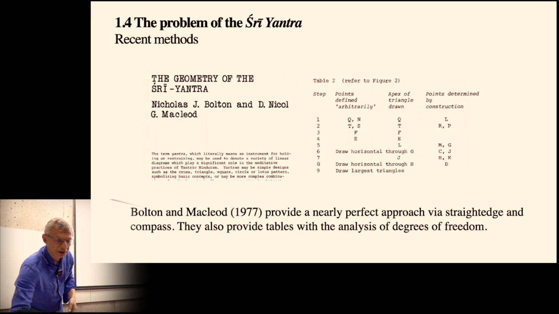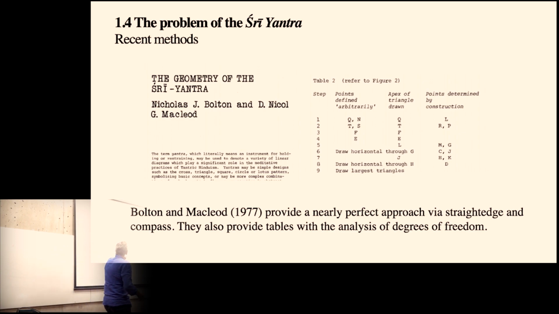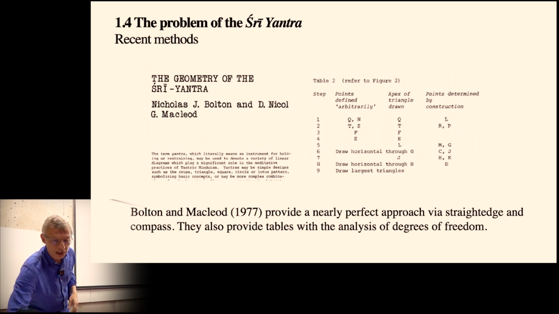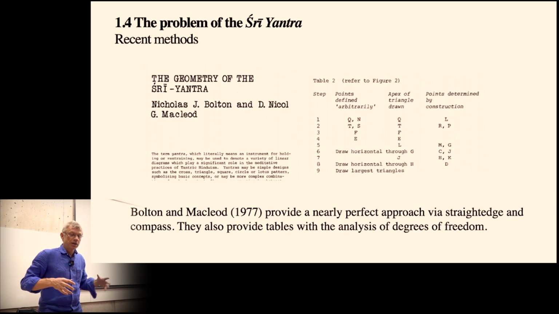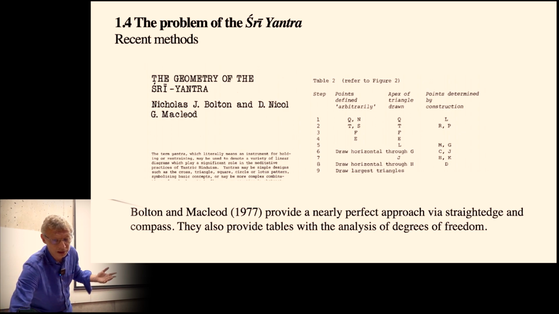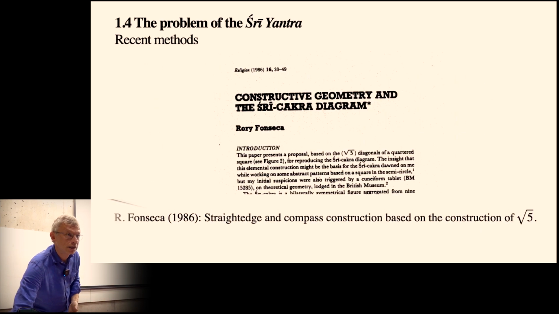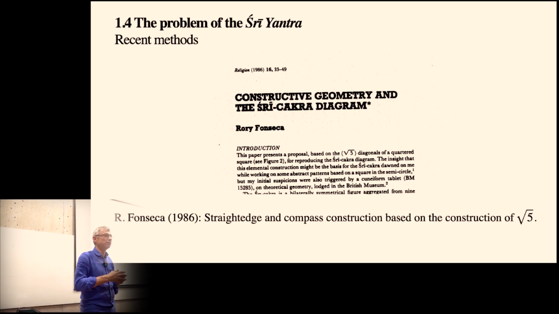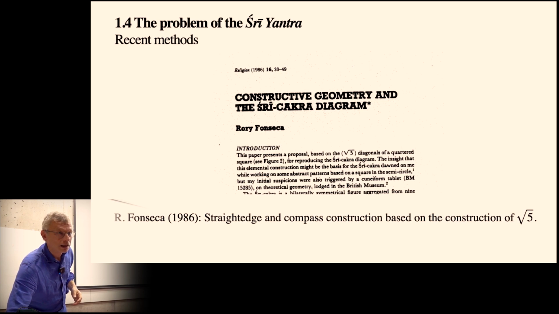And then more recently, in the 70s, these people, Bolton and McLeod, have given what we more or less have done on that blackboard, some set of concurrencies, yielding the question that we have just stated. So we have some concurrencies, and then we draw some lines that lean on these vertices and those vertices, and then we want to make them fit in a circumscribed circle. They also start thinking of a straight edge and compass construction that would hit that precisely. But in fact, their approach is nearly perfect, as it is said in the literature, but in fact, it's not precise.